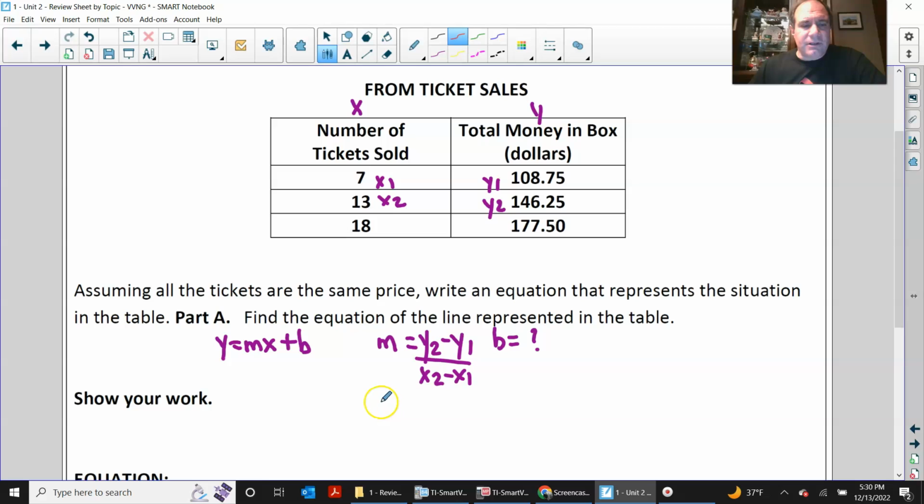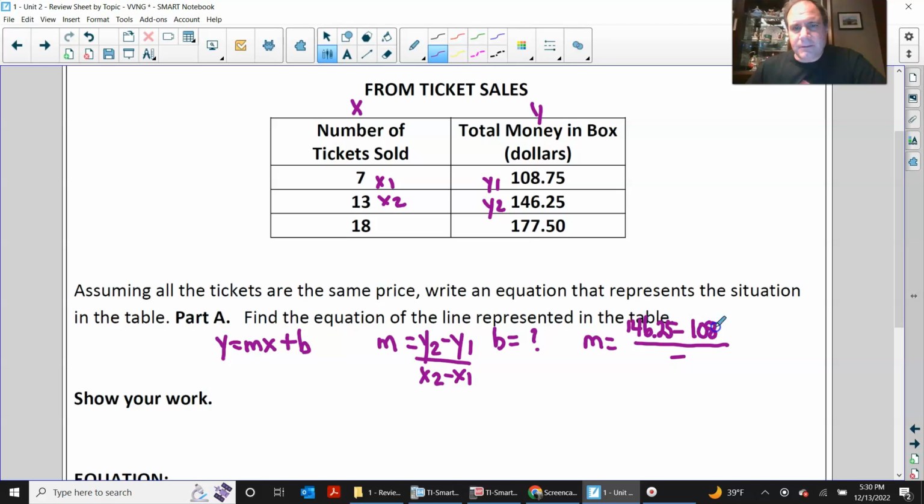So let's go ahead and we're going to show our work here. We're going to put m equals y2 minus y1 over x2 minus x1. So 146, let me put this a little bit bigger because the numbers are not like 5 and 6, like whole numbers and stuff like that. This is like we're talking about money. So we're going to have 146.25 minus 108.75 over 13 minus 7.